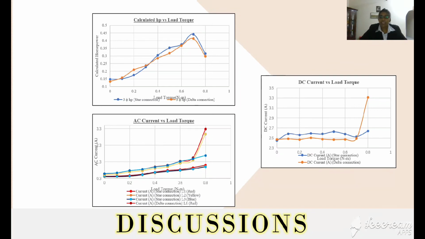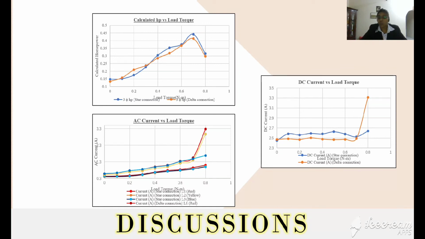Finally, the graph of DC current against load torque at the motor armature shows that the value will remain constant in both the connections at approximately 2.5 ampere, while the current value was the highest in delta connection with a value of 3.306 when the synchronous motor reaches the maximum load value or the pull out torque condition and then the motor stops running.